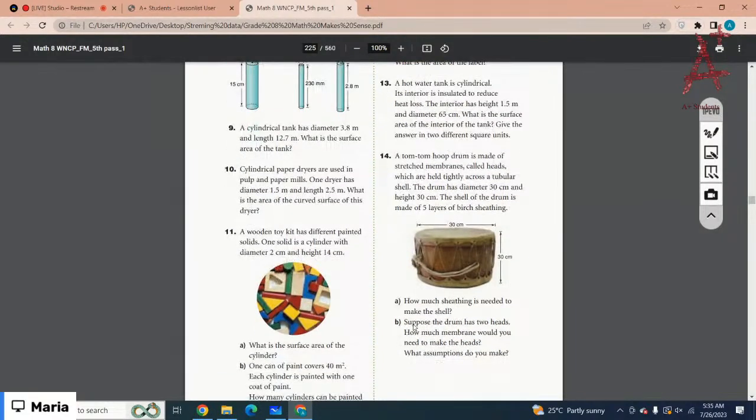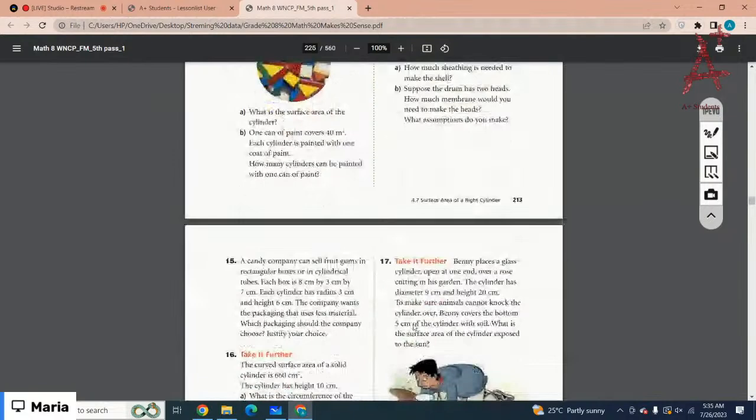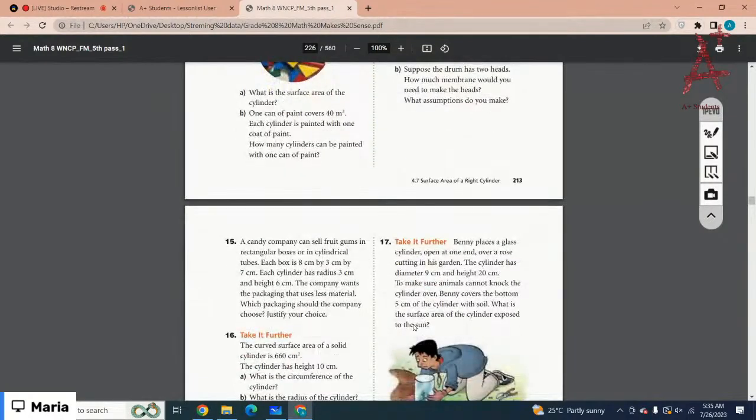Okay. Question number 15. A candy company can sell fruit gums in rectangular boxes or in cylindrical tubes. Each box is 8 centimeter by 3 centimeter by 7 centimeter. Each cylinder has radius 3 centimeter and height 6 centimeter. The company wants the packaging that uses less material. Which packaging should the company choose? The cylindrical tubes or the rectangular boxes?